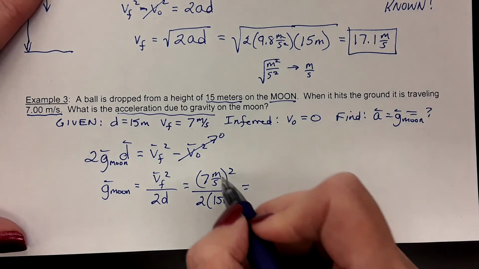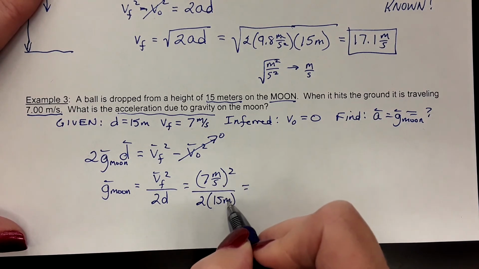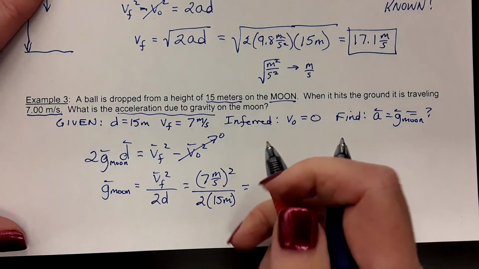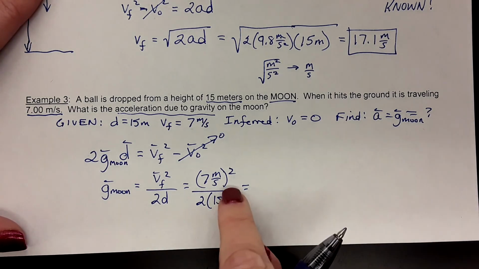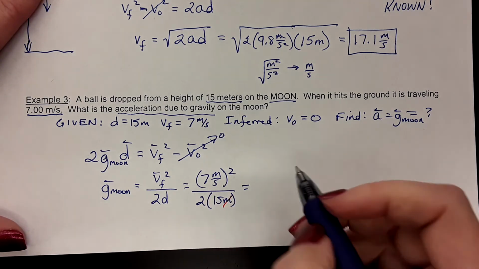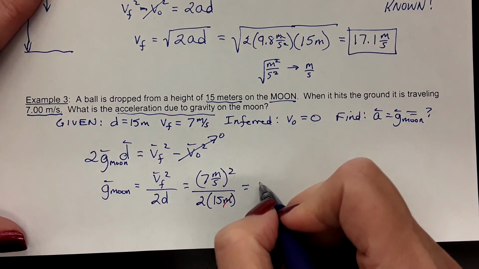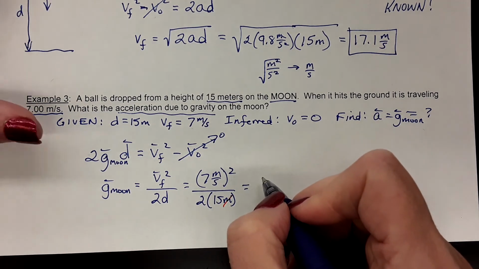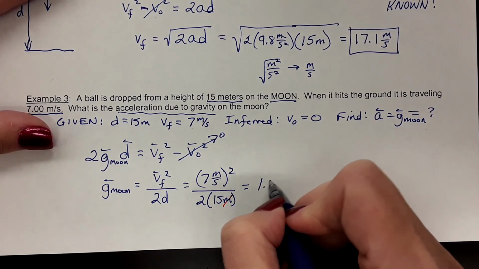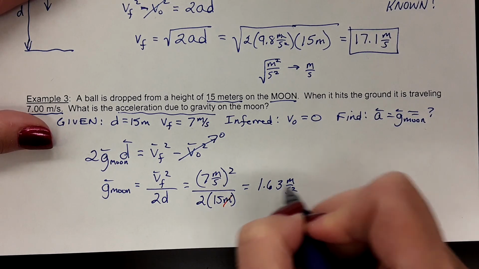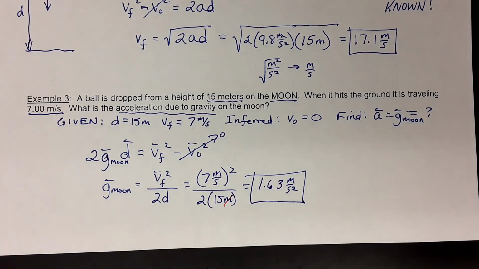Okay? And meter squared over meters, this meter will cancel on the bottom. So that'll leave us with meters per second squared on the top. So we get 49 over 30. And 49 over 30 would be 1.63 meters per second squared. Whoa, so instead of increasing velocity by 9.8 every second, on the moon, you would only increase velocity by 1.63 meters per second each second when you fall.